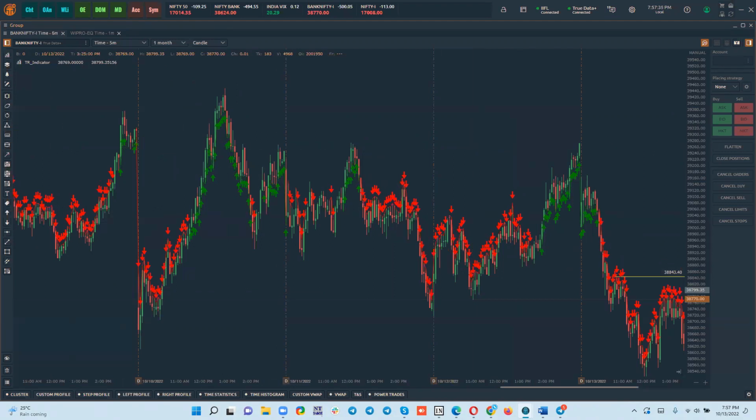So you can also place orders from the chart itself. I think you must be all aware of how to place the order from the charts on our platform.